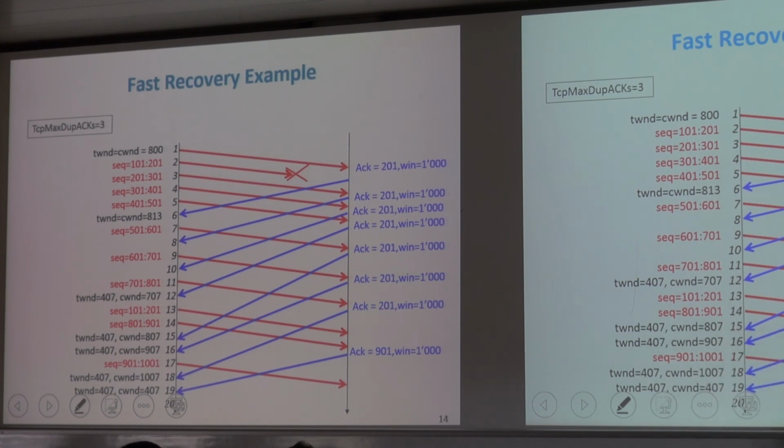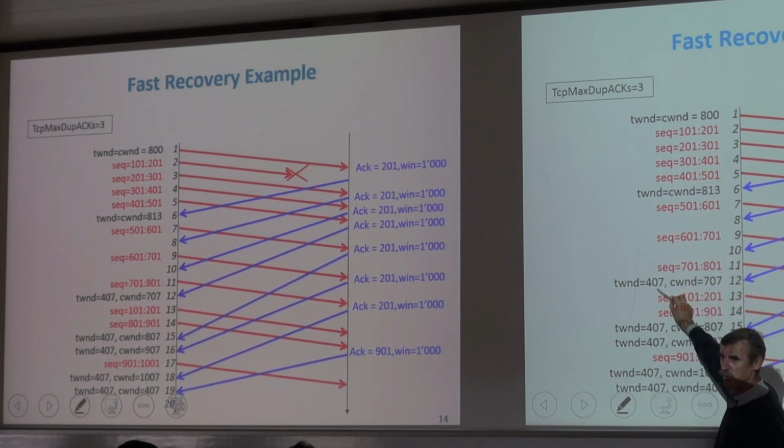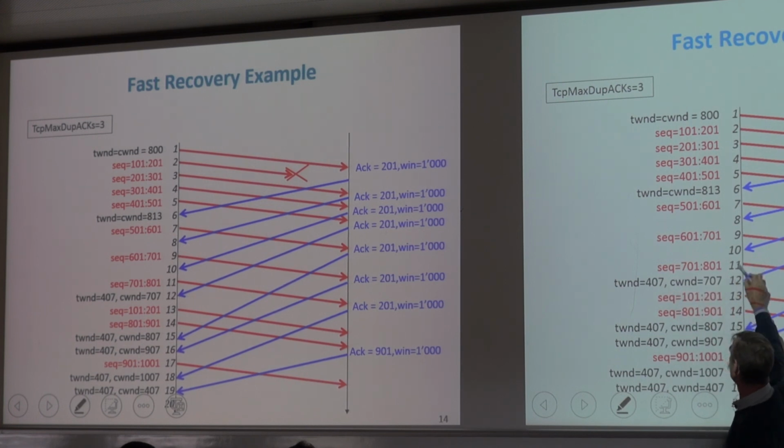So sooner or later it will be detected. It will be detected at this point when we have received 3 duplicate acknowledgements. At this point, the congestion window was 813 just before receiving this. So we divide it by 2 and we take this as target. And then we start this little game, a bit like slow start, where we put this plus 3, because we have received 3 duplicate ACKs, so we start at 700.